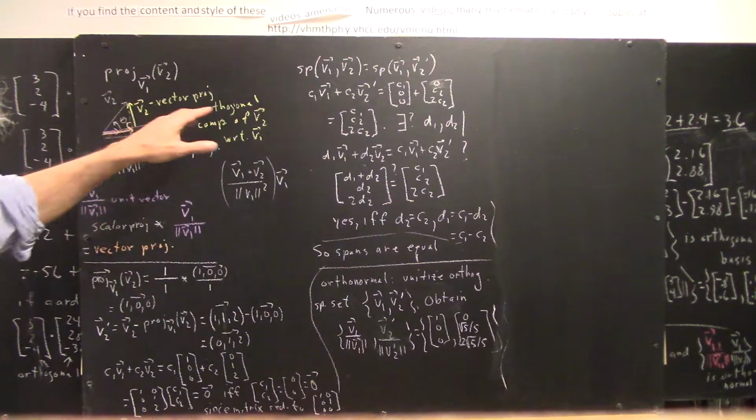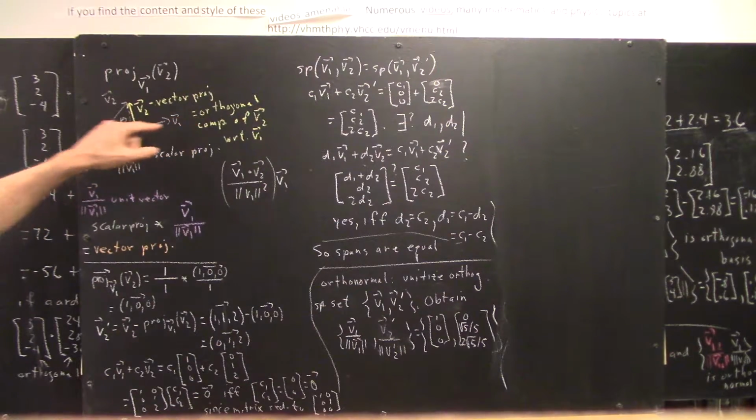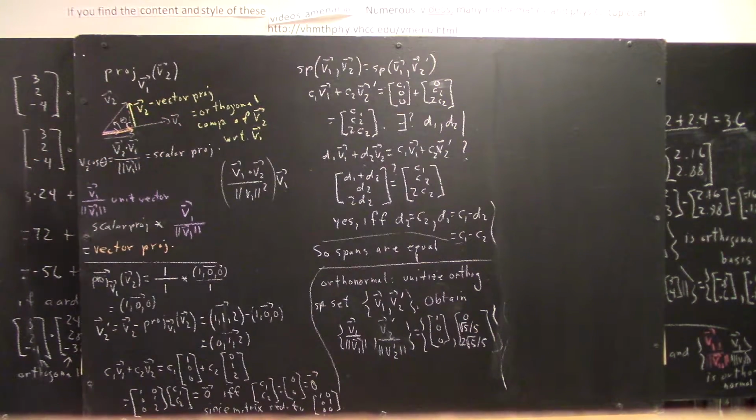I say the line of the V1 vector because it's possible that V2 is out in this direction. So we'd have to extend the line of the V1 vector in order to project V2 onto it. And you should know this already. We've done this. Okay, so what do we get if we do this?